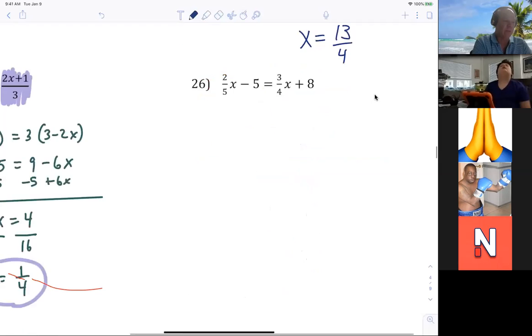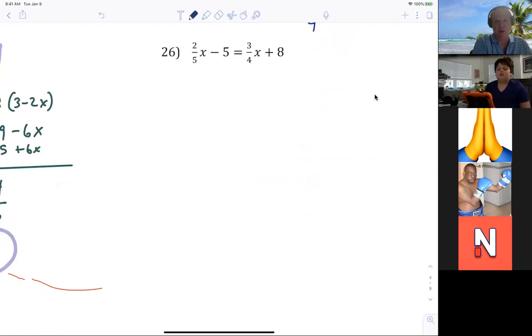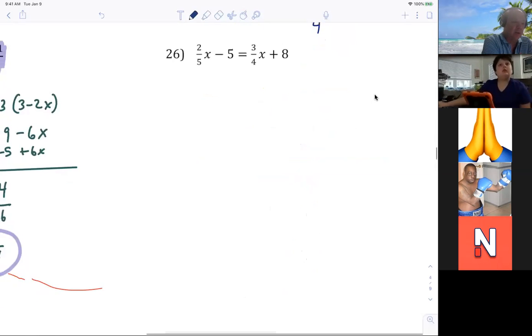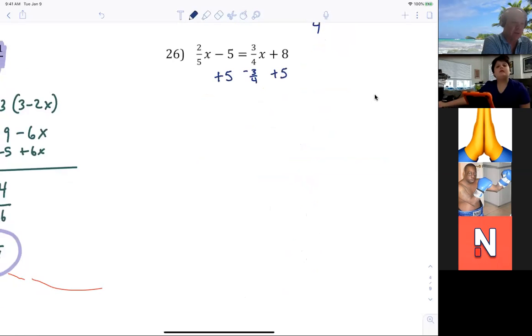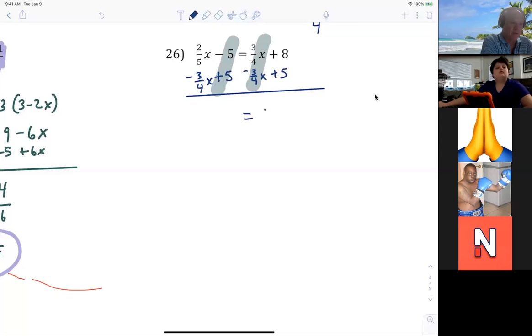So here we go. Now we have another problem because we have fractions, and everyone likes fractions. So this is a review. Let's see what we can do. Variables on the left, numbers on the right. So the easy part here is to do the +5 and the +5, then the -3/4 x and -3/4 x. Now, of course, the -5 and the +5 cancel, and then it's easy to see 8 + 5 is 13.